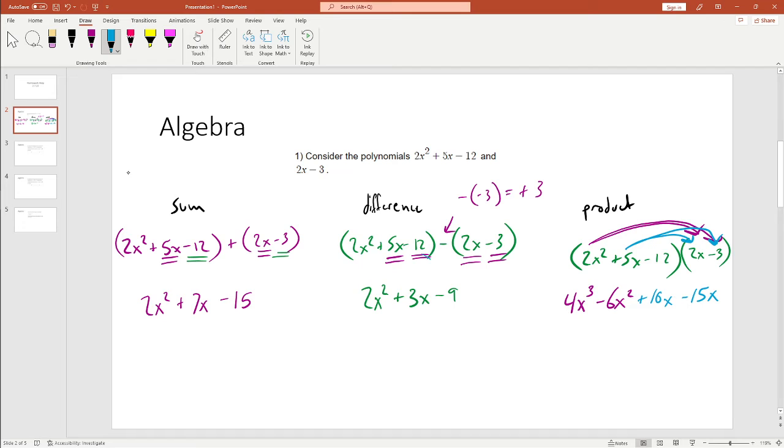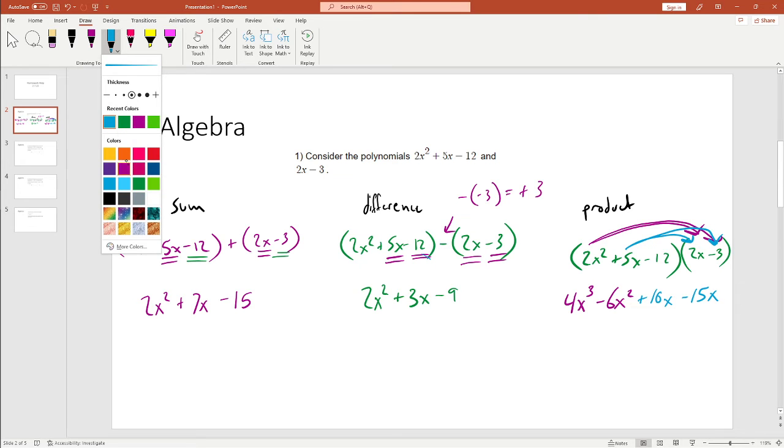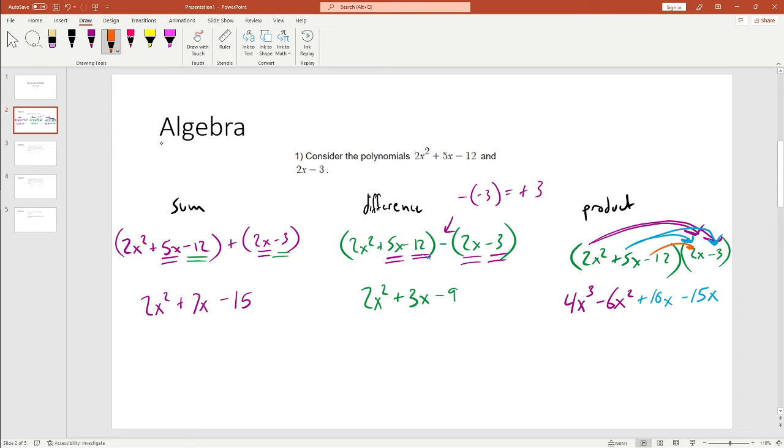I'm running out of room. Let's switch one more color, orange, and then I have to do this term times both of those. So minus 12 times 2x is minus 24x. And minus 12 times minus 3, with the 2 negatives, you get plus 36.